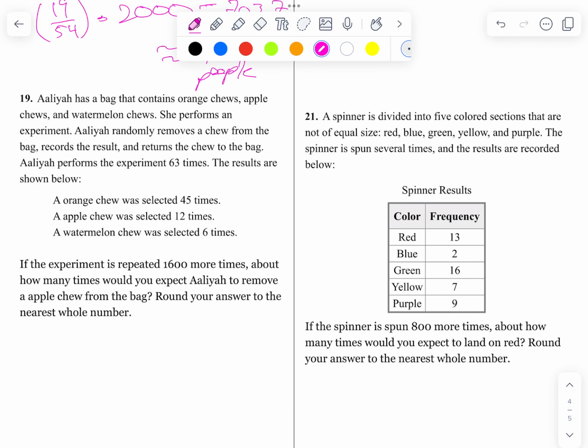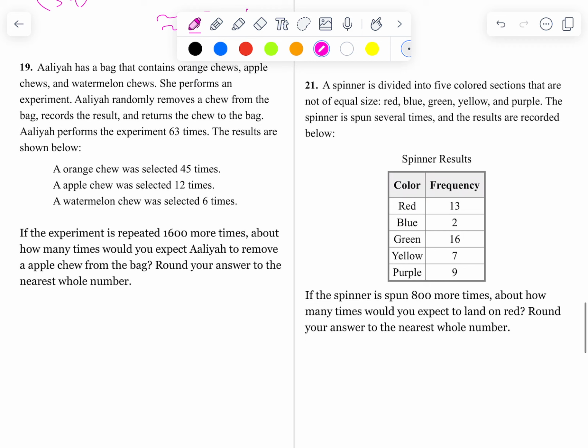Aaliyah has a bag that contains orange chews, apple chews, and watermelon chews. She performs an experiment. Aaliyah randomly removes a chew from the bag, records the result, and returns the chew to the bag. Aaliyah performs the experiment 63 times. The results are shown below. If the experiment is repeated 1,600 more times, about how many times would you expect Aaliyah to remove an apple chew from the bag? So apple's 12 out of the 63 times she did it.